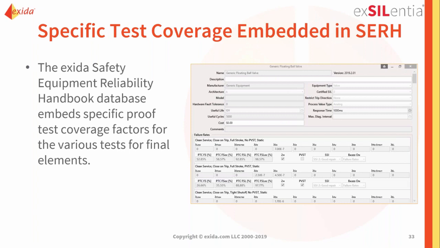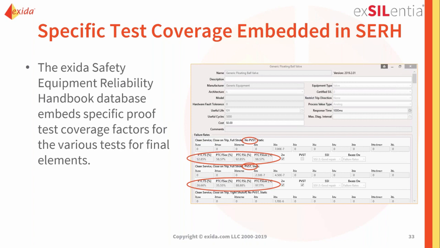Within the exSILentia software, we have the Safety Equipment Reliability Handbook database embedded. And for more and more devices, we have different proof test coverage factors available. And here is basically the data for a generic floating ball valve. And you can see there is data for, let's say, normal operation and data for partial stroking operation. So that's test 1. So we have those different coverages as part of 2 sets of failure rates. And then for the different proof testing, we have the applicable proof test coverages.